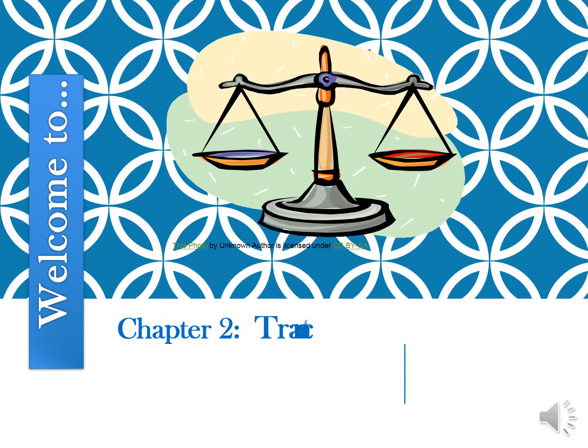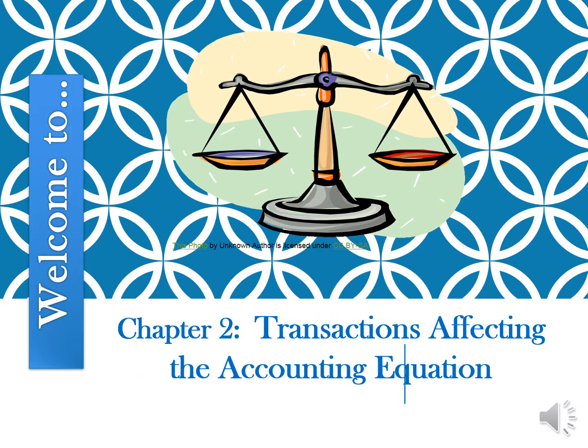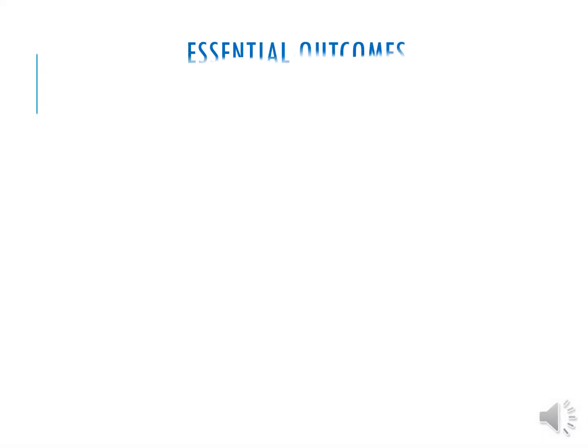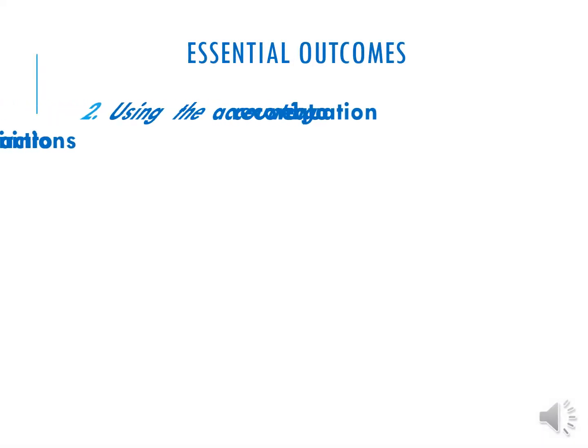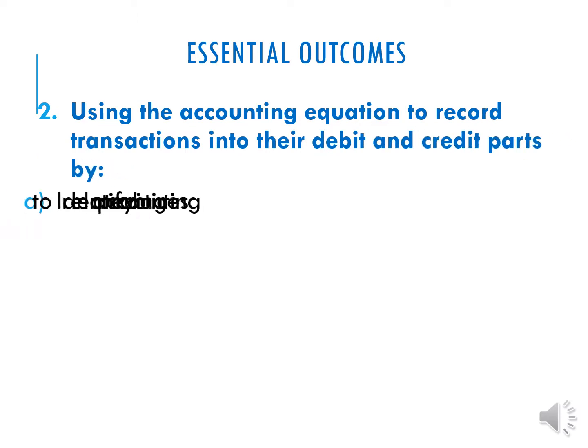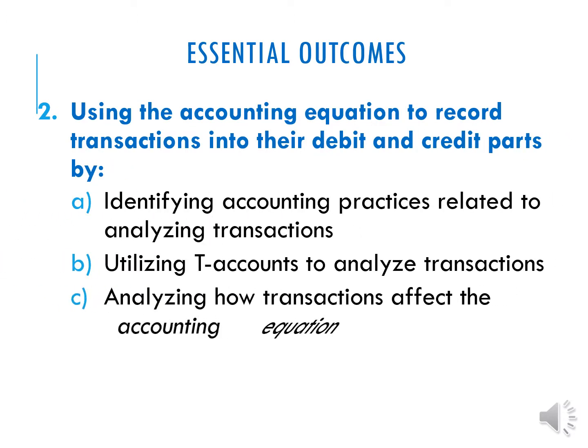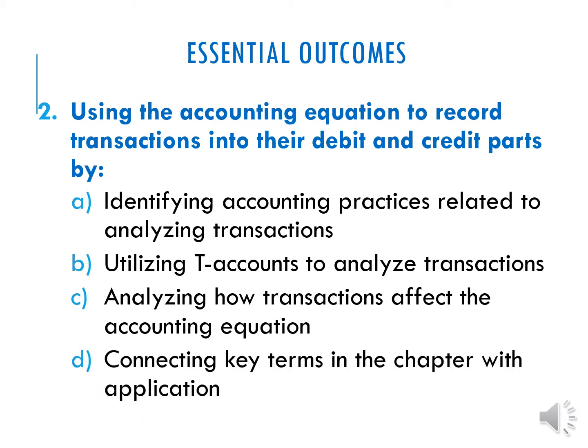Chapter 2, Transactions Affecting the Accounting Equation, Part 3. A quick review of the essential outcomes. You are largely using the accounting equation to record transactions into their debit and credit parts, analyzing T accounts.